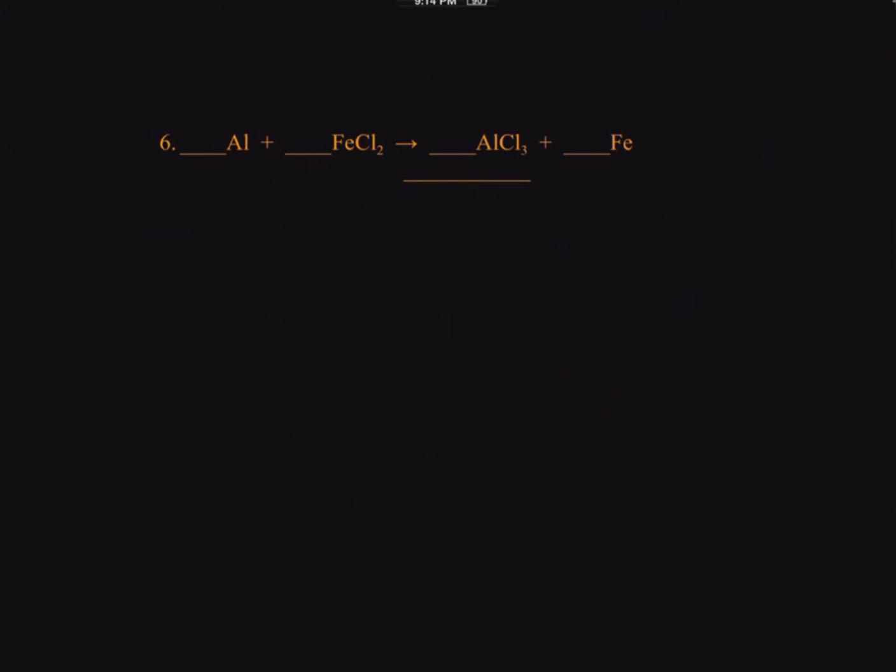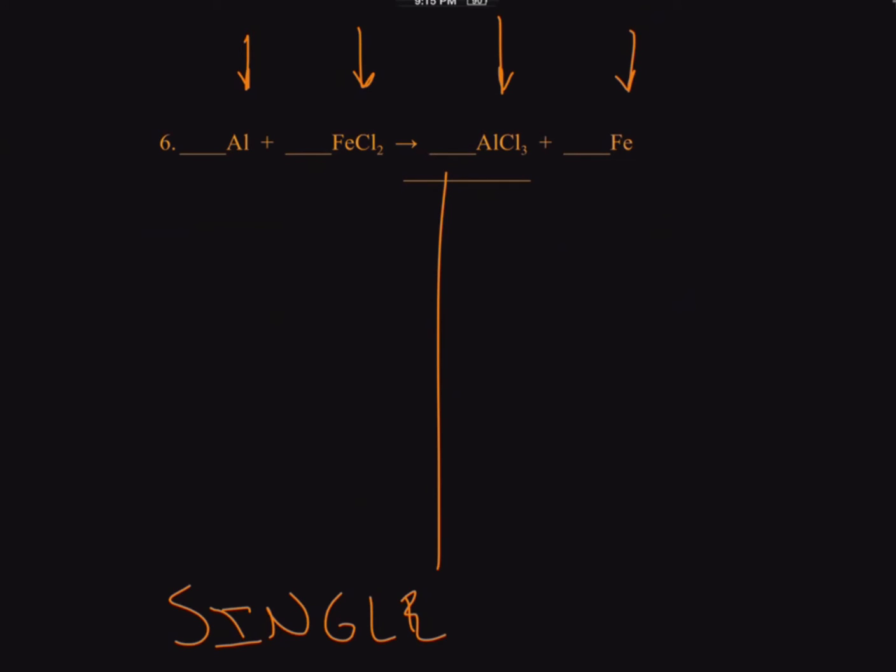And last one, the type. We have an element by itself and a compound on the left. We have a different element by itself and a different element in the compound on the right. This is called single replacement. So the difference between double replacement and single replacement is that double replacement involves 2 compounds, whereas single replacement involves an element and a compound on each side of the equation.